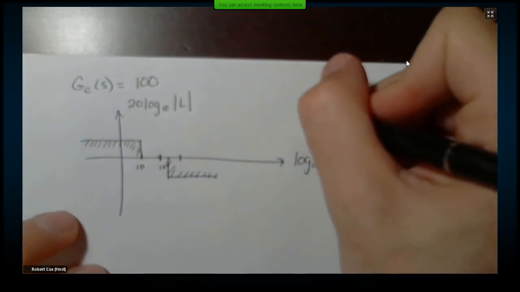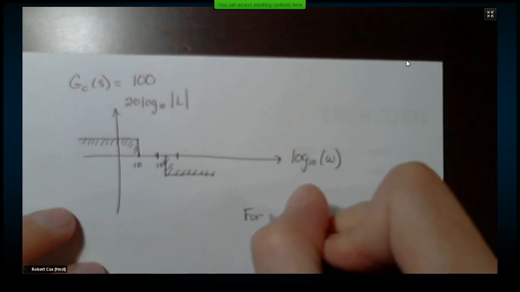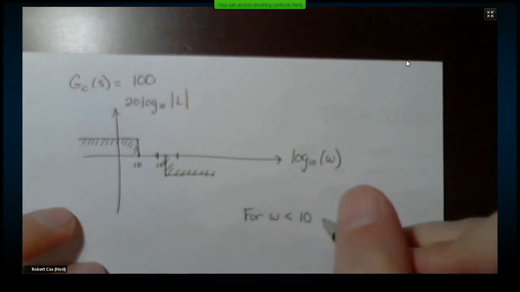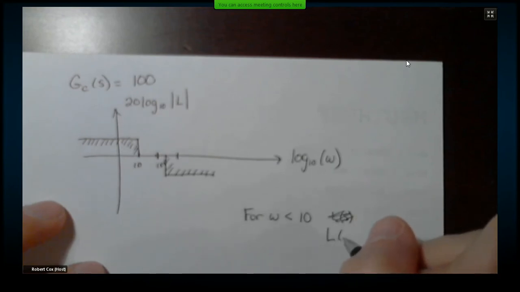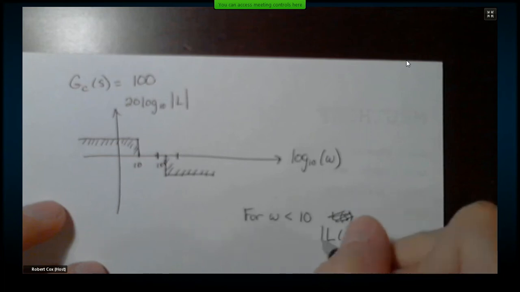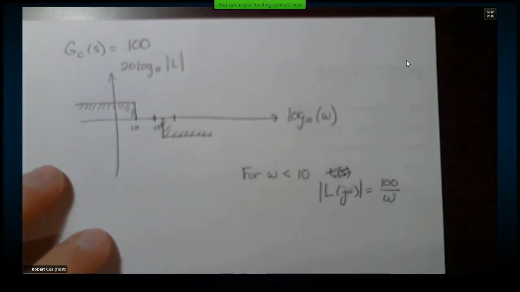I know that for omega less than 10, L of S, let me write it this way, L of j omega, the magnitude of it, is 100 over omega.